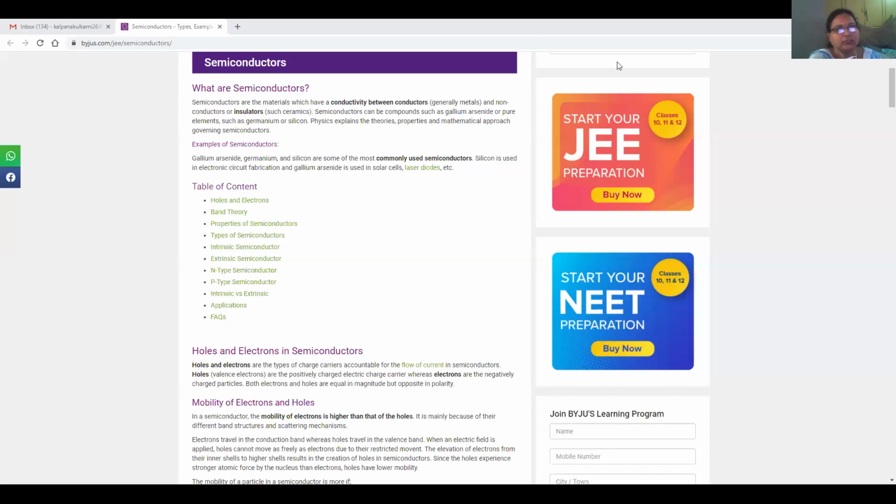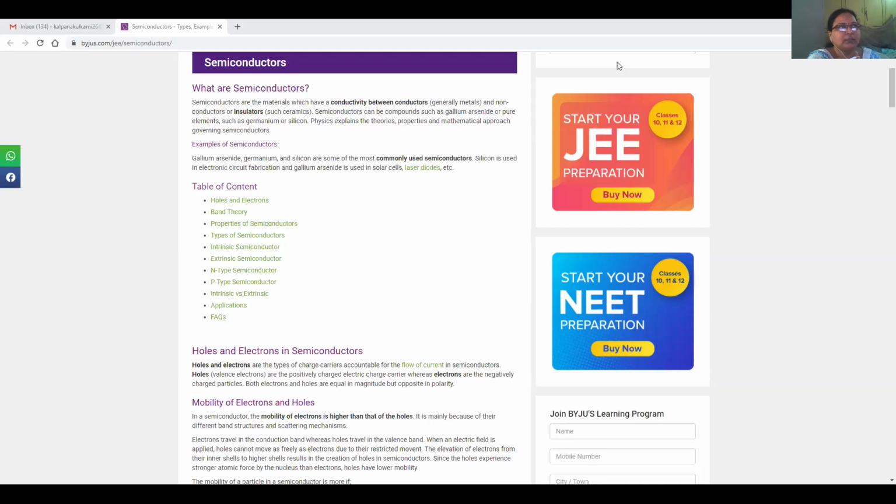Today we are going to discuss our fourth unit, that is about semiconductors, polymers, and then we have water. So first coming to semiconductors. First of all, what are semiconductors? Semiconductors are, everyone knows it, in between conductors and insulators. Right? So semiconductors can be compounds such as gallium arsenide or pure elements such as germanium or silicon.